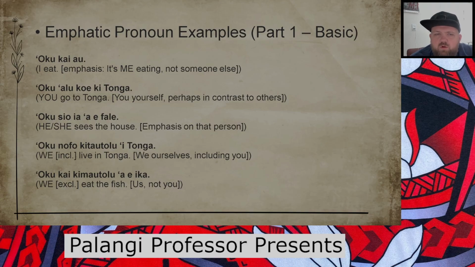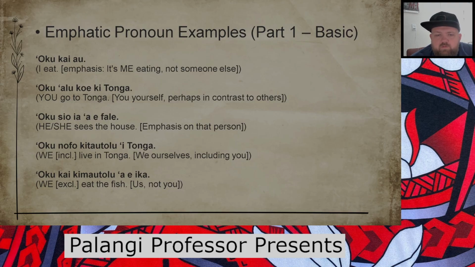Probably you'd have to say okukaiao, but they would understand what you meant if you said okukaiao, but I think it's okukaiao because you need a focus marker there. Okualo koe ki Tonga, and then you go to Tonga. So instead of saying okuke alo ki Tonga, it's okualo koe, which is again explaining that's the one going.